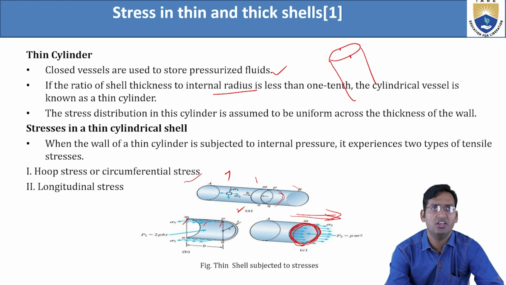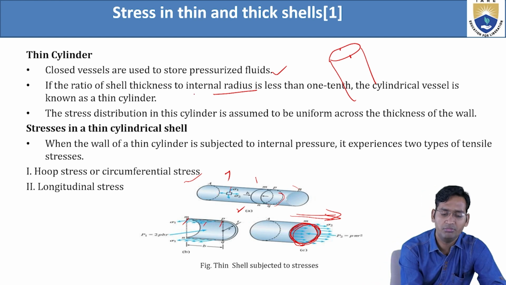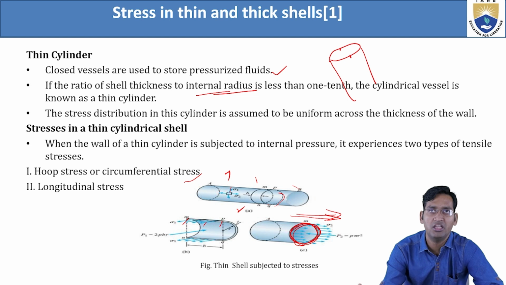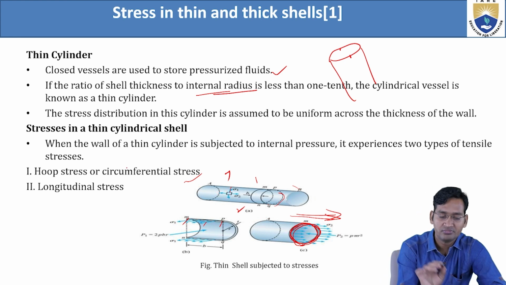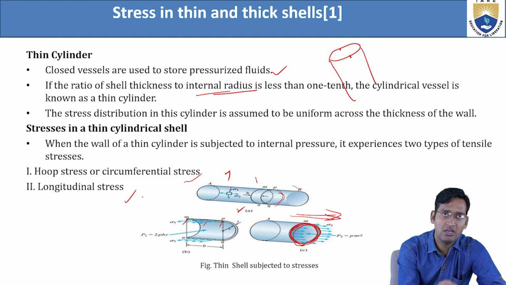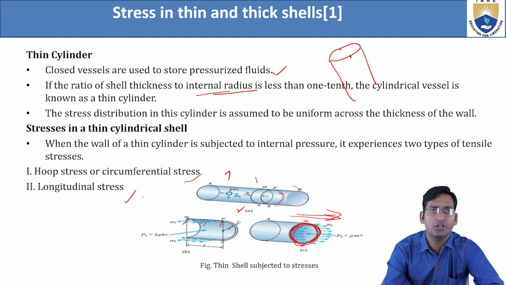For a thin cylinder, stress is acting based on the geometry. How? If the ratio of thickness to internal radius is 1/10, or you can say if the internal radius is 10 times more than the thickness, then we can say it is a thick shell, otherwise it's a thin shell. Okay, so there are two types of stress: hoop stress or circumferential stress first, and second one is the longitudinal stress.